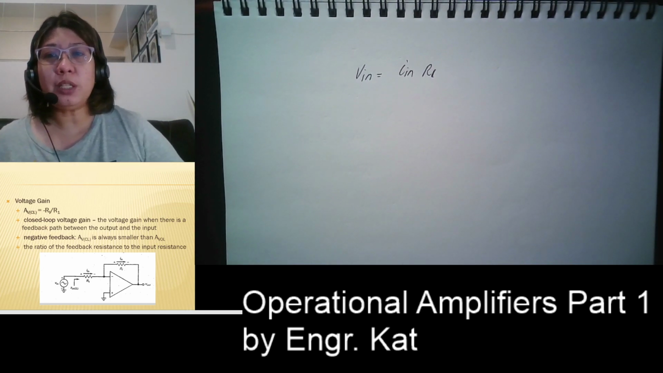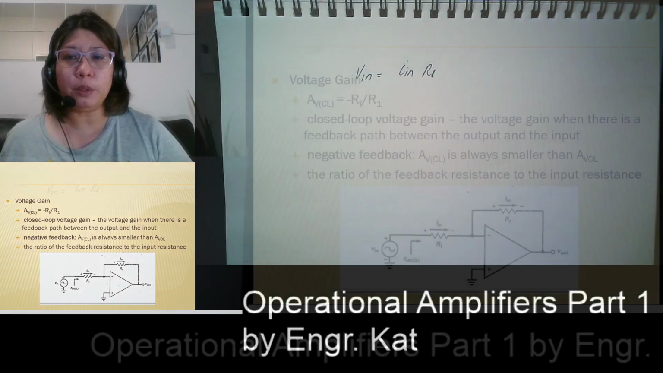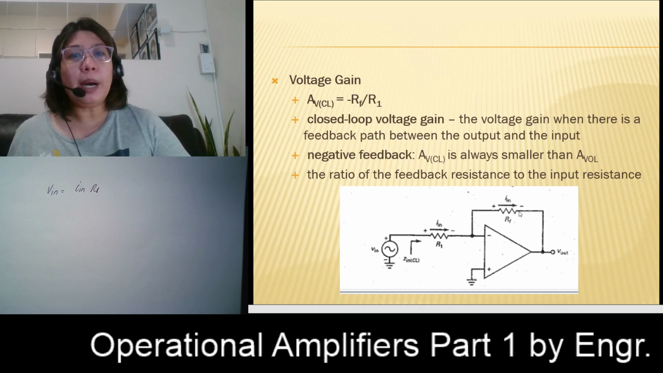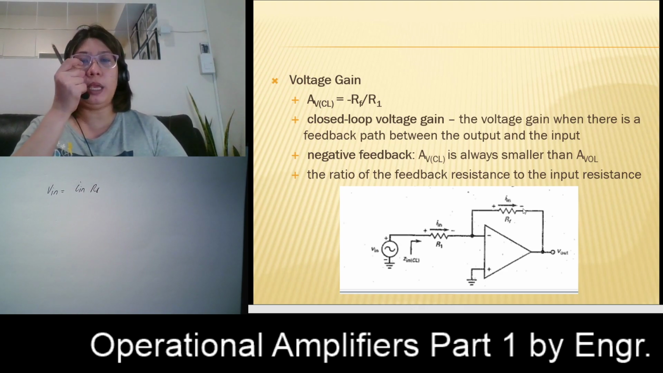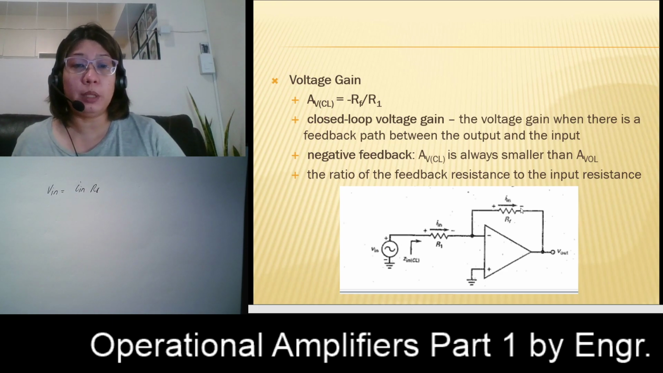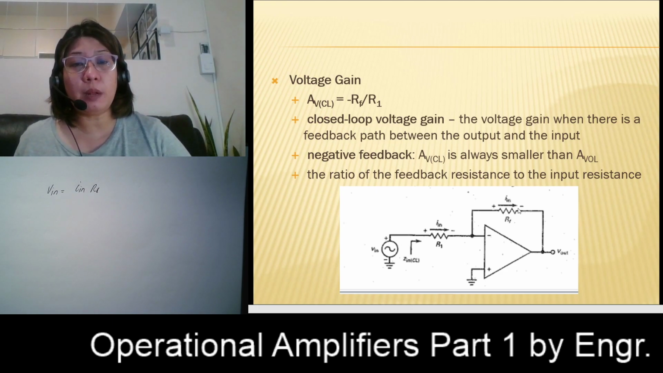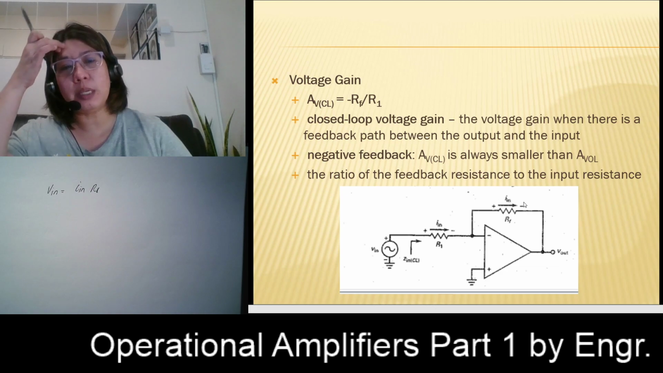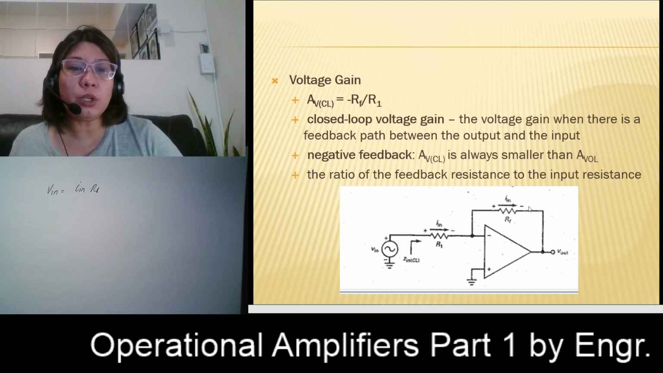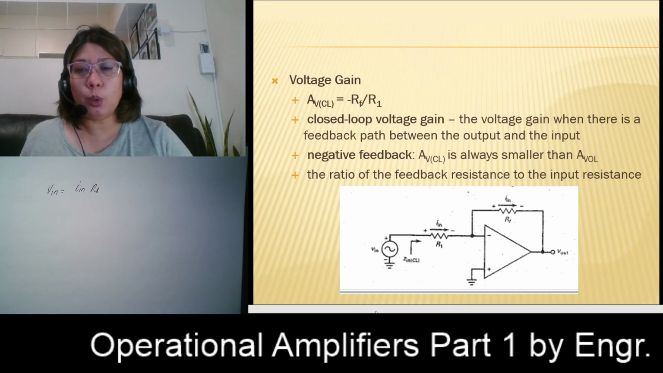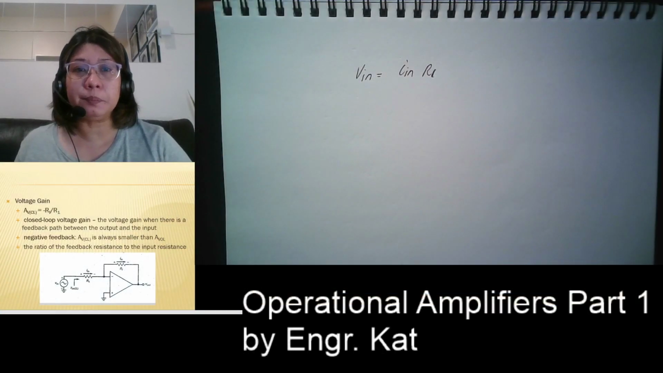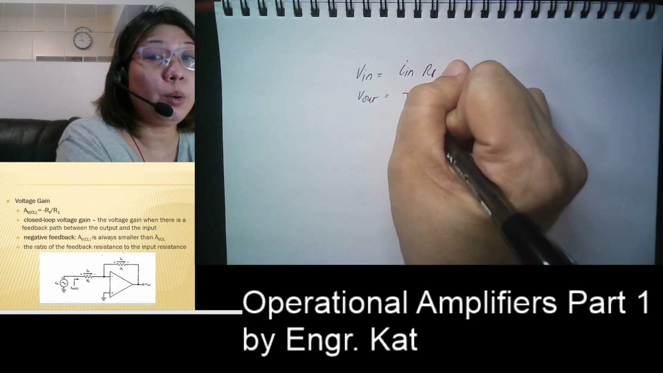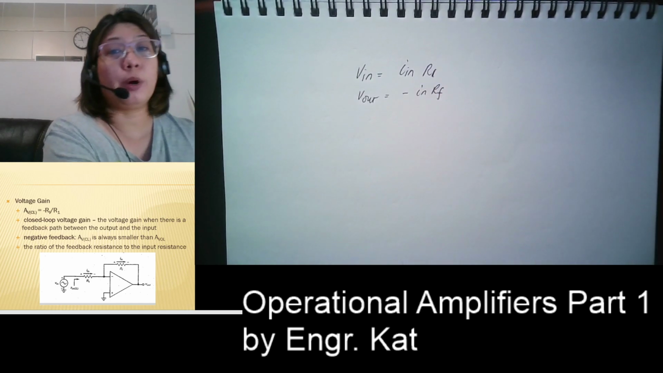Now, what is our output? If we look at your output, it is directly connected across your RF. But this is the negative terminal for your output, meaning the negative terminal of our RF, because your current will enter here, which is positive, and your current will leave here, which is negative, giving us our Vout, which is connected at the negative terminal. So our Vout is equivalent to negative I in multiplied by your RF.